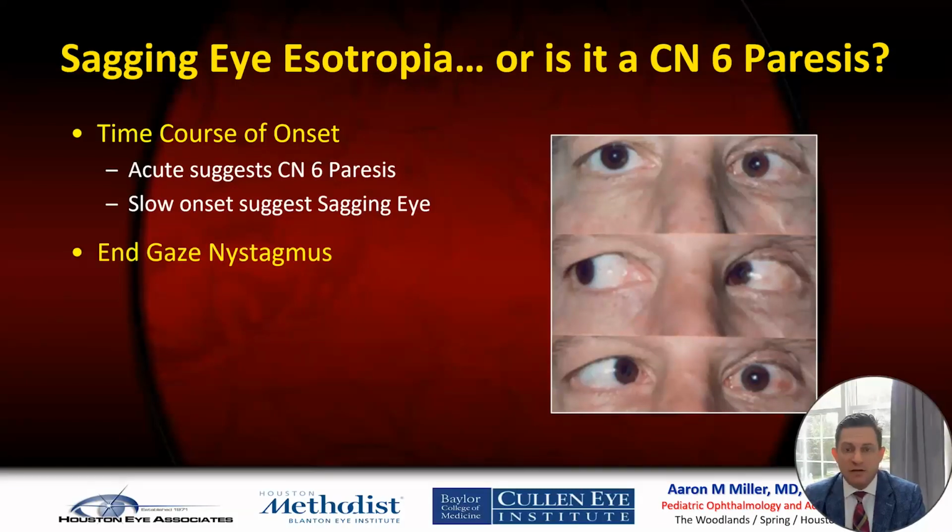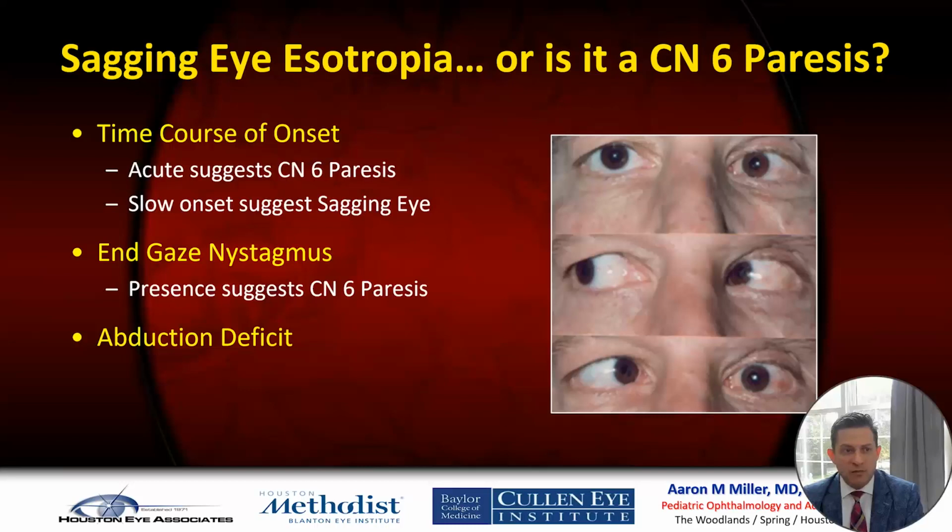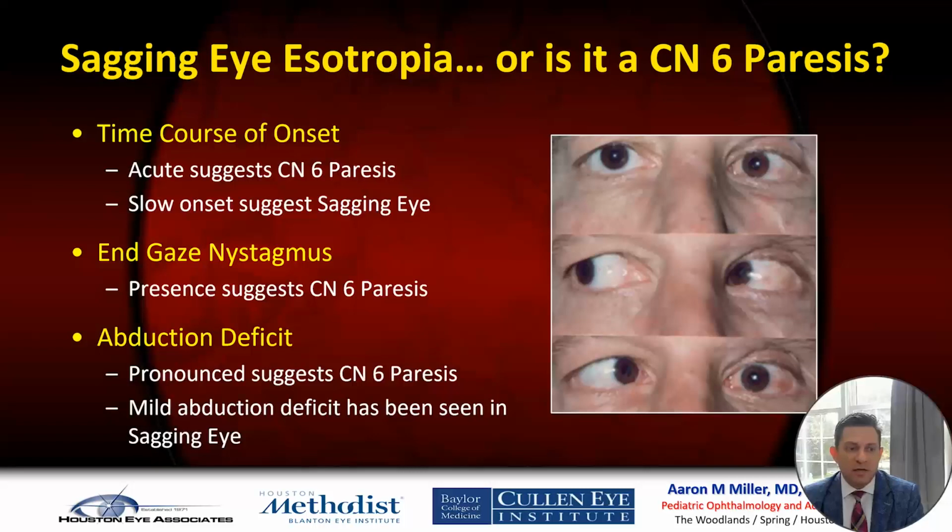Refractive correction also plays a part. And then looking at in-gaze nystagmus. As you look at these patients and you have them abduct, you're looking for any signs of nystagmus present on extreme attempts of gaze. If you see that, it would be more of a sign that this is a 6 nerve paresis, because that's more classically tied to that. With sagging eye, you tend to not see that. And then the size of the abduction deficit. Pronounced abduction deficits suggest a sixth nerve, whereas mild abduction deficits have been seen in more of a sagging eye presentation.